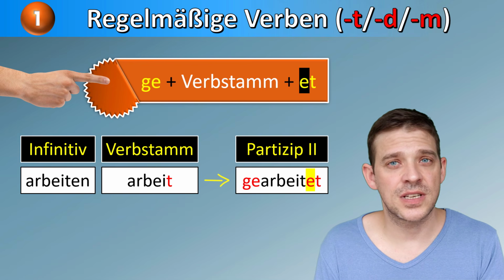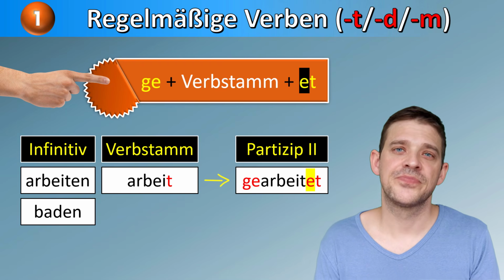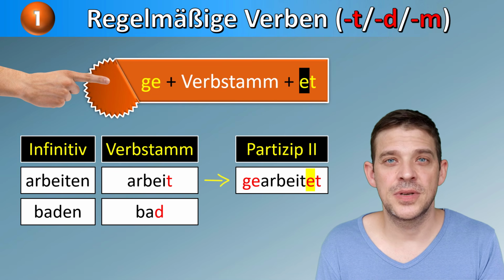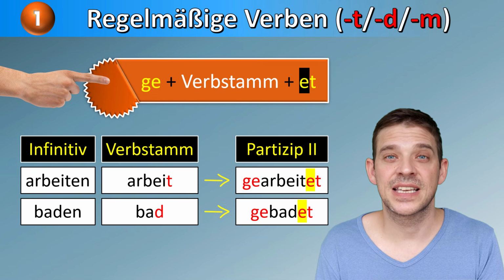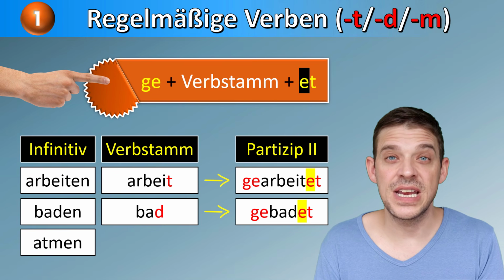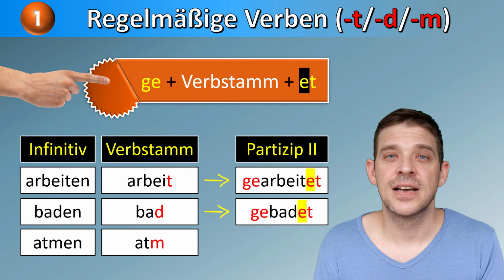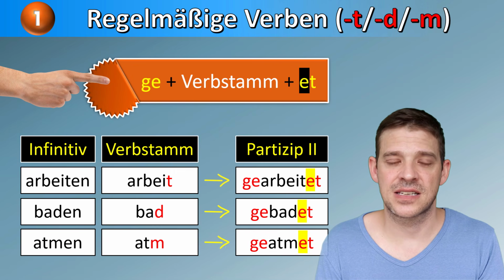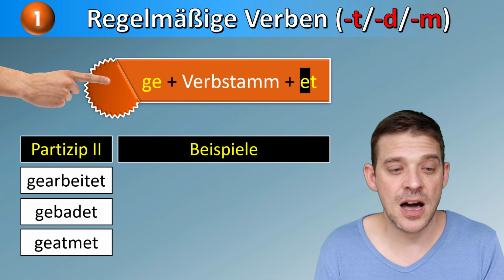Gearbeitet. Oder das Verb baden. Baden heißt to take a bath or swim. So in the Verbstamm, you have this D at the end. Therefore, in the PP, you also have to add this E. It would be gebadet. Or the verb atmen. Atmen heißt to breathe. And here you can see as well in the Verbstamm, you have this M. And therefore you have to add this E, so the PP would be geatmet. Machen wir ein paar Beispiele mit gearbeitet.